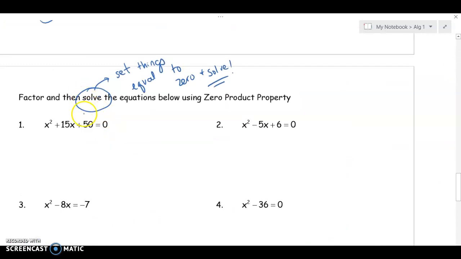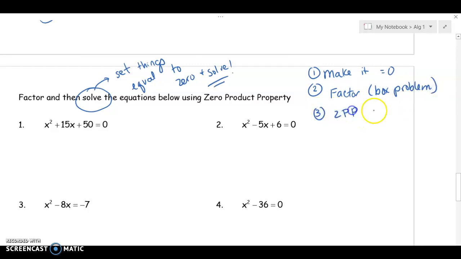and solved. When you do these problems, the first thing you want to do is make it equal to 0. If it's not already equal to 0, move things around. Second thing, you're going to factor with your box problem. And then the final step is you're going to do the ZPP. You're going to set it equal to 0 and solve. Those are the steps for these problems.